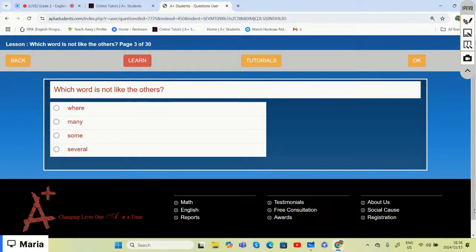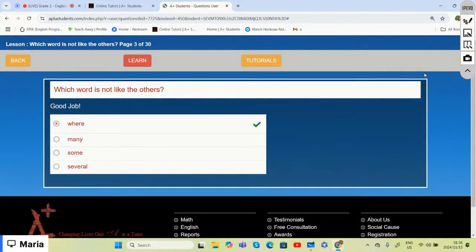All right. And the word that is not like the others, we can say is where. Because many and some and several, those are words that go together. It tells us almost like how many things people have. But where is not part of it. It's not like the others.